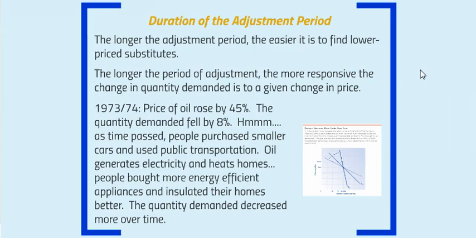But as time passed, people purchased smaller cars and used public transportation. Oil generates electricity and heats homes, so people would buy more efficient appliances and they'd insulate their homes better. So over time, the quantity demanded decreased more. So in the short run, we were not able to affect our demand when prices increased so much because we were stuck. We had what we had. We had our car, we had our house. But over time, we found ways to get away from using so much oil.